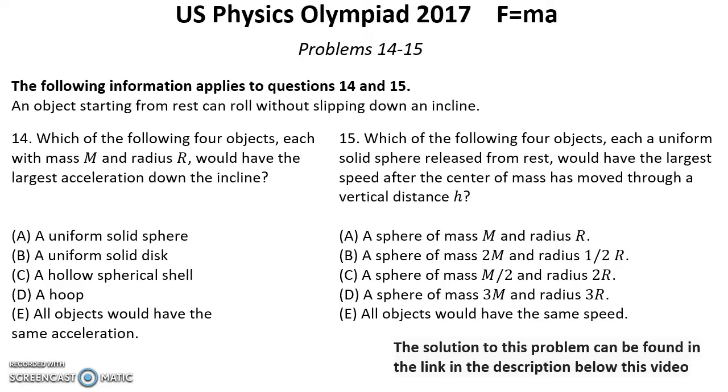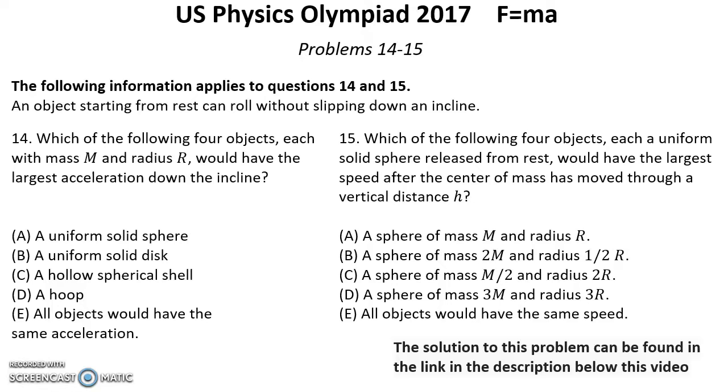Problem number 15. Which of the following four objects, each a uniform solid sphere released from rest, would have the largest speed after the center of mass has moved through a vertical distance h?